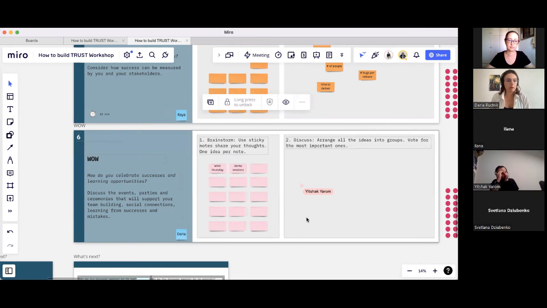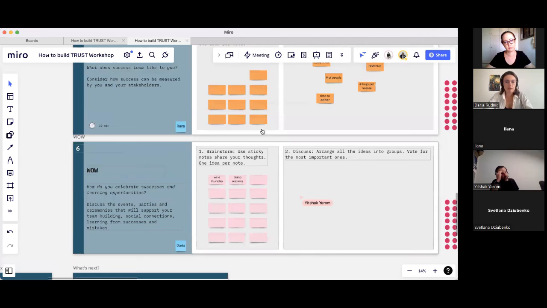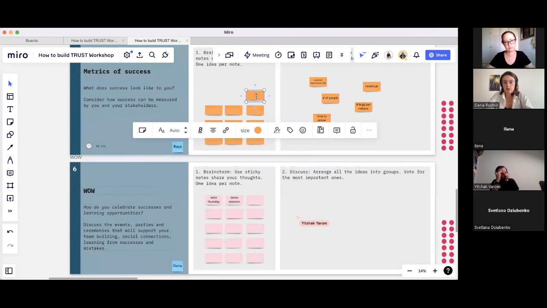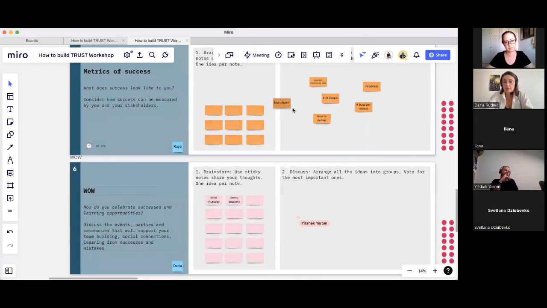And if you want to share, like, okay, Ilana, thanks. I see the metrics that you added. Do you want to add something for the events? Like, what kind of events do you have on your team or want to have on your team to celebrate success and to build social connections? And Svetlana and Itzhak, can you share?